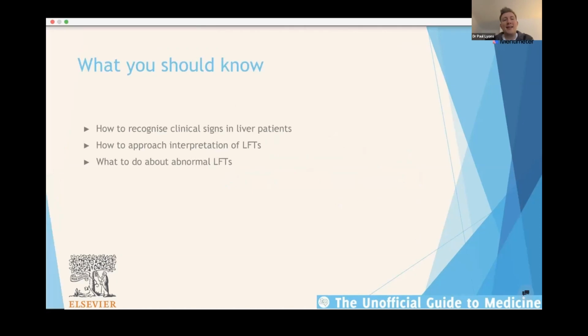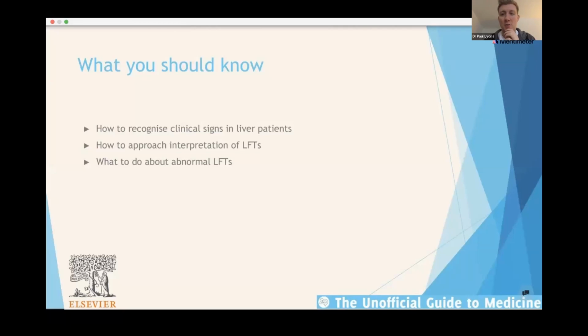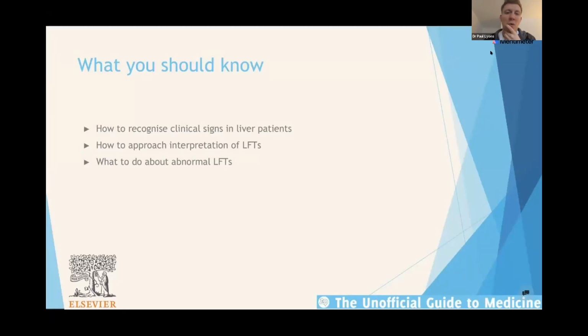By the end of this session, I want you to be able to recognise clinical signs in liver patients. But you're all near final year medical students, so I think you probably know most of them already, and I don't have much to add there. I want to give you an approach to interpret LFTs, particularly in OSCEs, because as we know from the LFT chat earlier, OSCEs aren't always the same as real life, and sometimes having a nice OSCE technique is more important. Then a very brief chat about what to do about abnormal LFTs, which will be maybe one slide at the end. If you have any questions, I'll also have time for that.